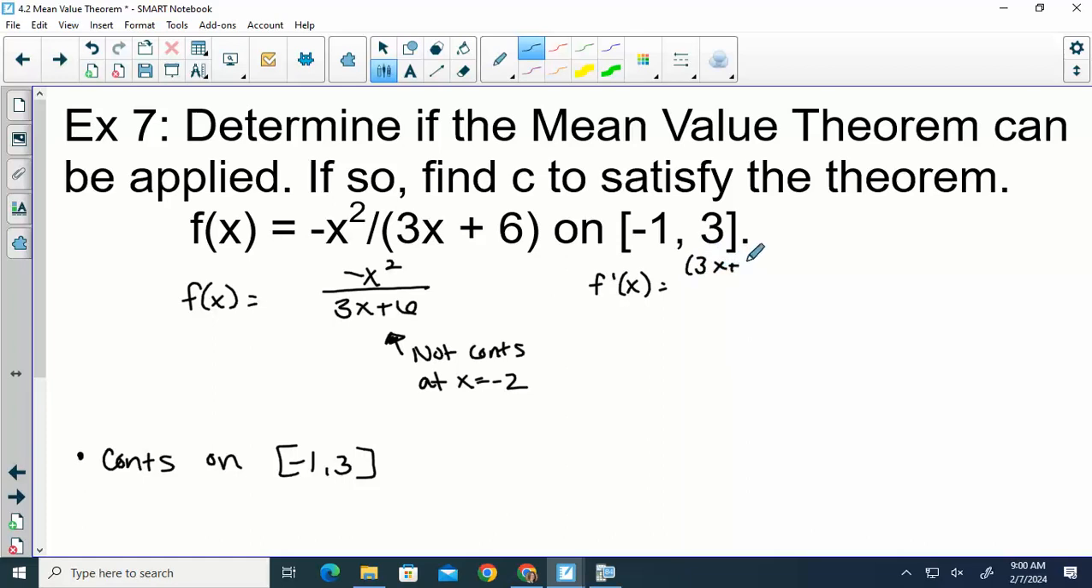Low d high minus high d low over low squared.